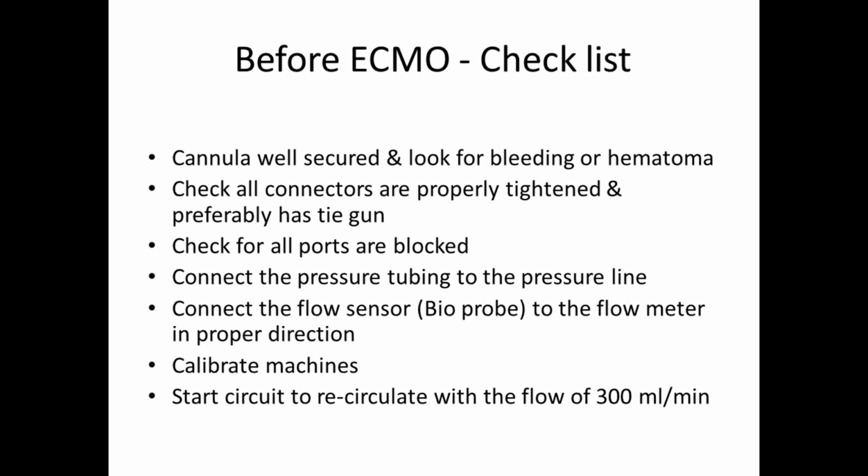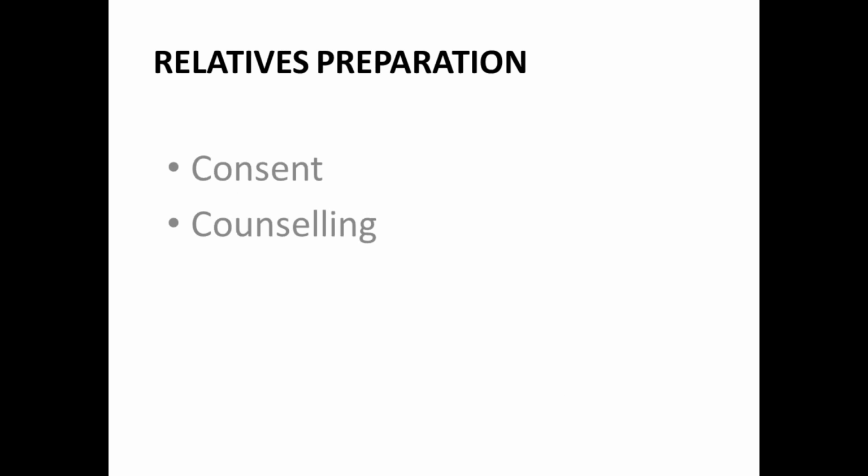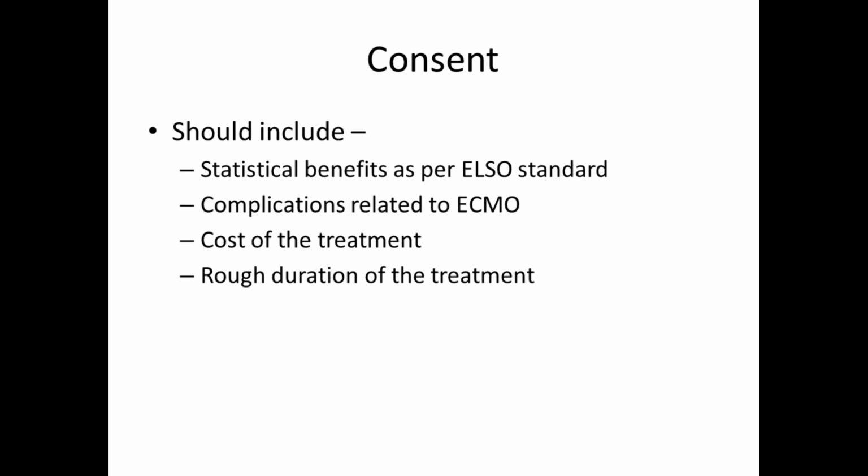So once you start the RPM, you can get a good flow and be able to see the flow. The calibration of the machine has to be done much before that. Start the circuit to recirculate. Once you prepare the circuit, keep it in recirculation so that the blood flow is maintained, and you can even remove microbubbles. Related preparation: consent and counseling that you have to take.